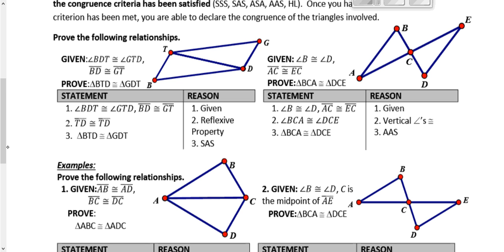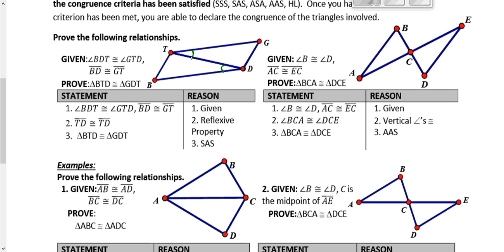So in this case, here's our diagram, and they tell us that angle BDT is congruent to angle GTD. Now, sometimes what they give you will be marked in the diagram. In this case, it's not. So what should you do? Mark it. So let's mark angle BDT. This angle here is congruent to angle GTD, congruent to that angle. They're marked.